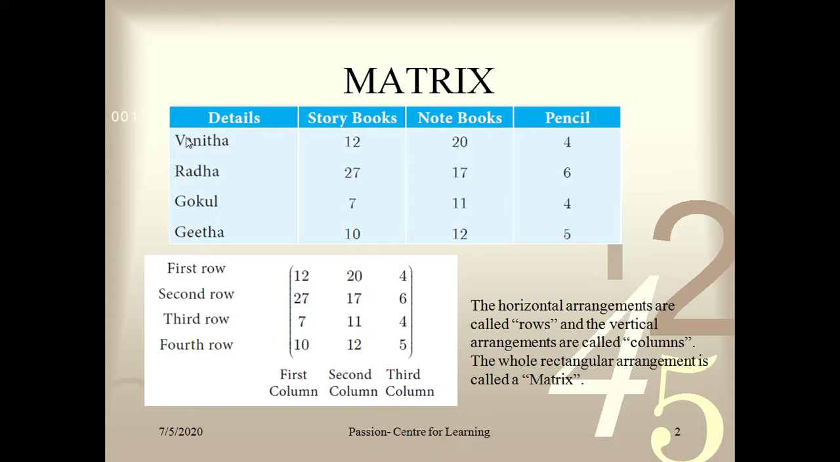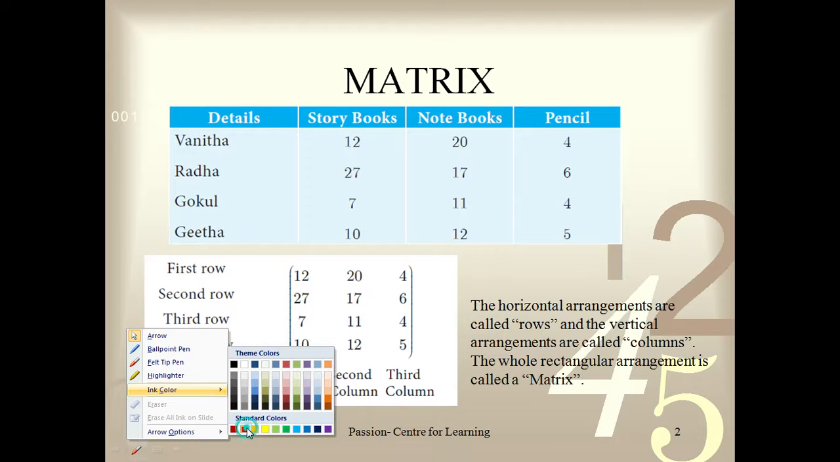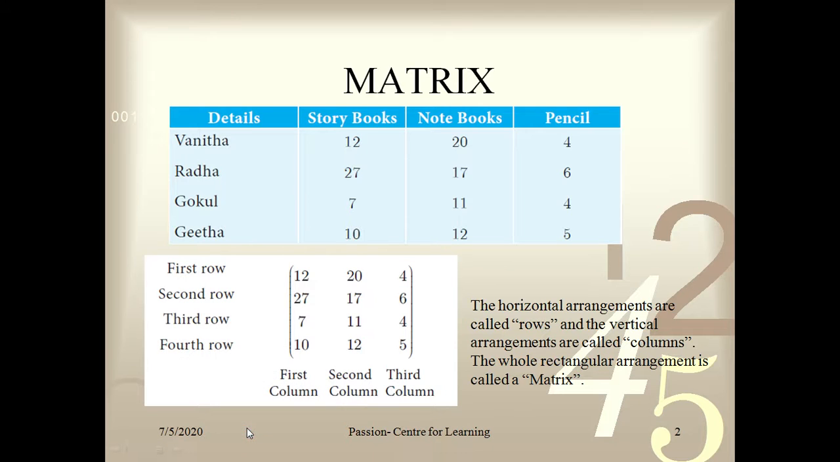So for example, the details of storybooks, notebooks, pencil by different persons are given. So you just write as it is. 12, 27, 7, 10, 20, 17, 11, 12, 4, 6, 4, 5. Thus we can take it. So first thing, here we need to know what is rows and columns.